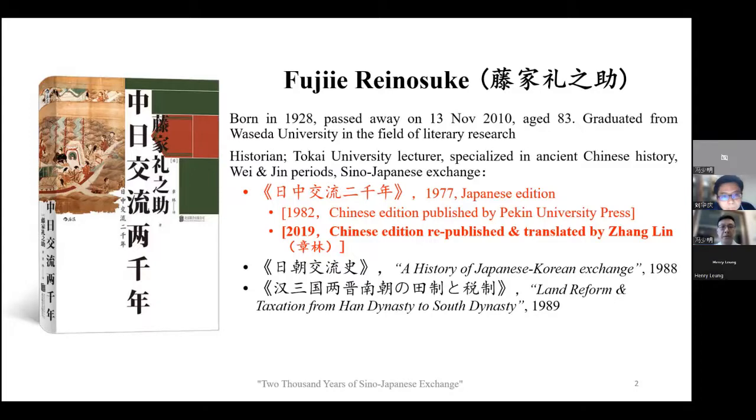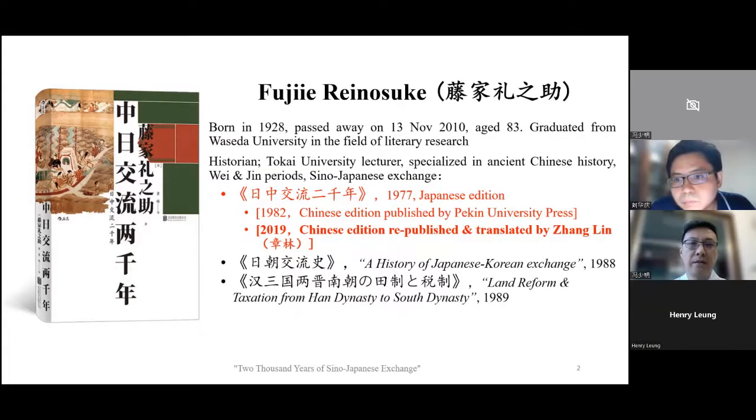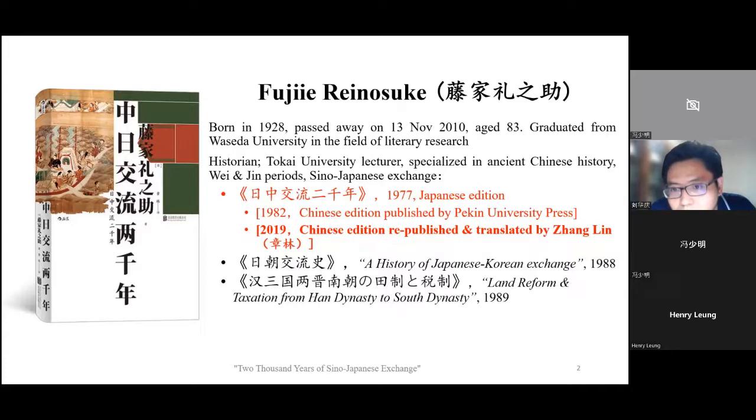Mr. Reinosuke also wrote many other books. There's a long list, but I just list two examples here: A History of Japanese-Korean Exchange and one book on land reform and taxation from Han Dynasty to Southern Dynasty, and that's a pretty detailed account.